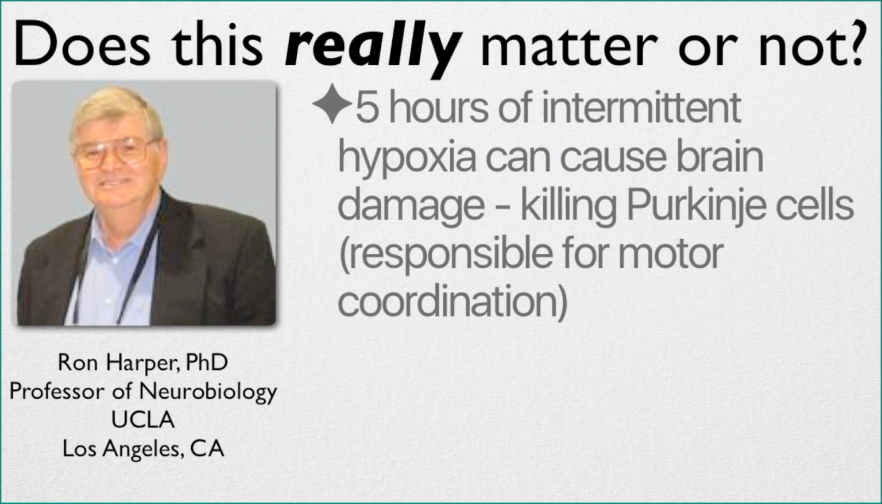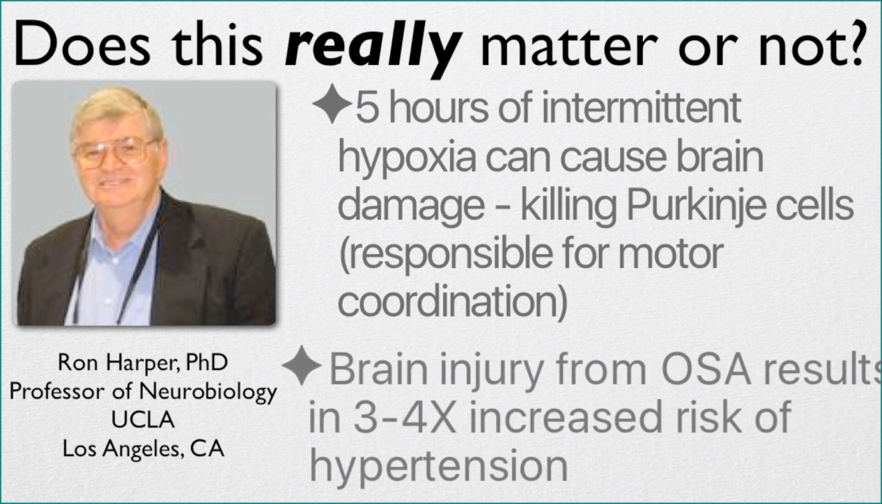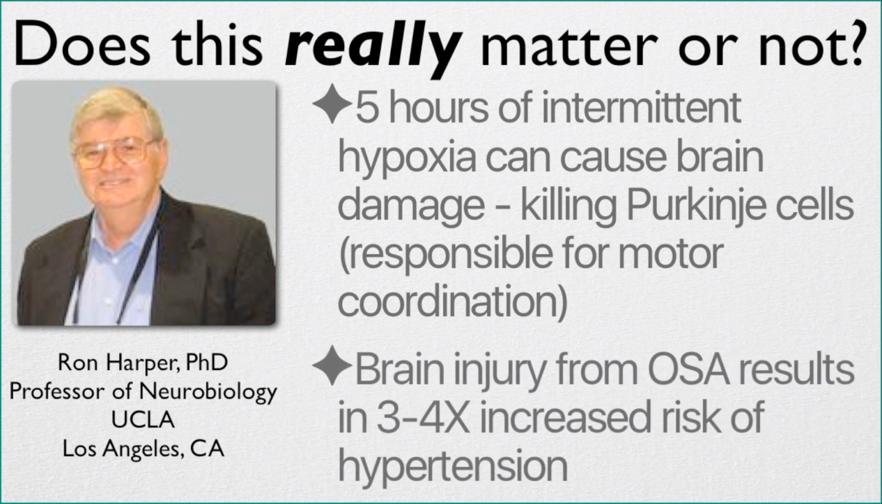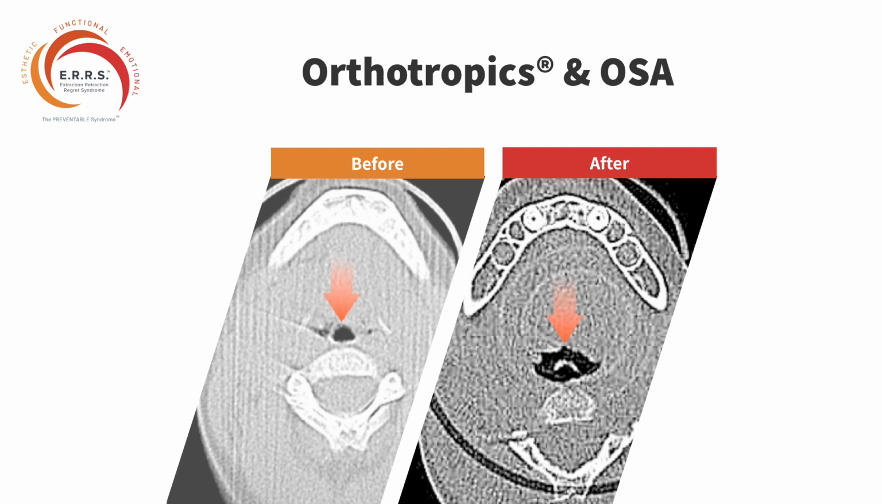When you realize just how important it is to avoid sleep apnea, you look at things like Ron Harper has published here, where he states 5 hours of intermittent hypoxia can cause brain damage, killing the Purkinje cells responsible for motor coordination, and you can get a brain injury from sleep apnea, resulting in 3 to 4 times increased risk of hypertension. So it just underlines the importance of treating these young children early, and we see that orthotropics can be effective in doing that. The point is, I think that orthotropics should be the standard of care for treatment of pediatric sleep apnea.